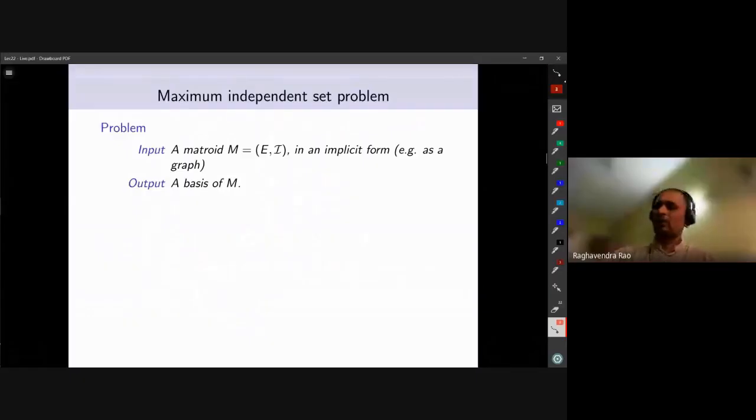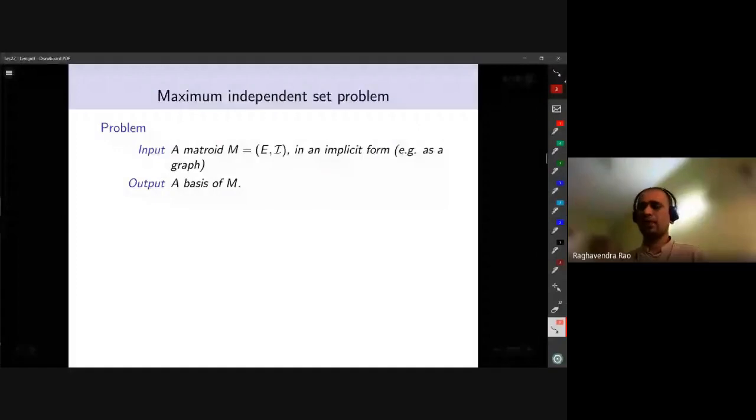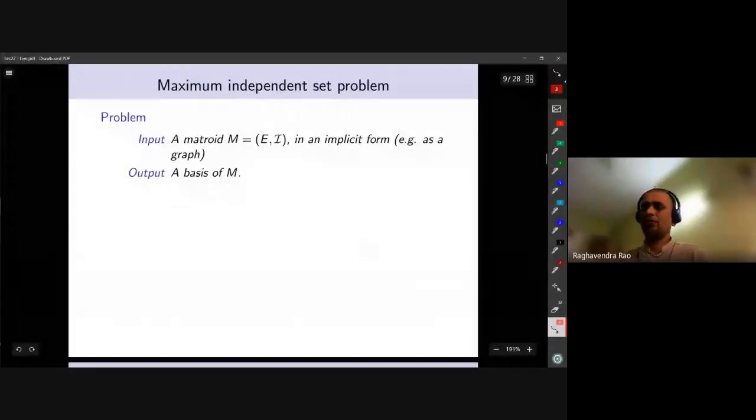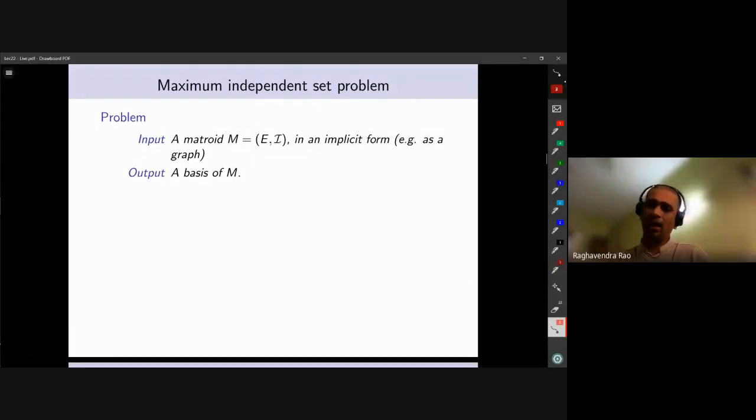And that it's quite expensive. Even with the ground set being n elements, I has the potential to be of size 2 to the n. For example, even for a graphic matroid, the number of spanning trees could be exponential. It can be really big, roughly n to the n or n to the n by 2, where the number of edges is at most n squared or n choose 2.